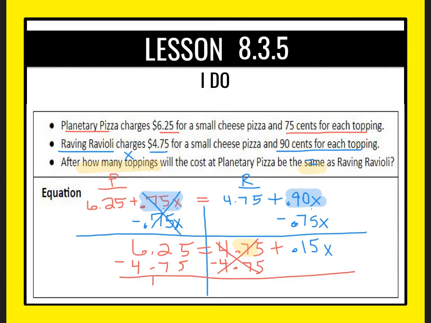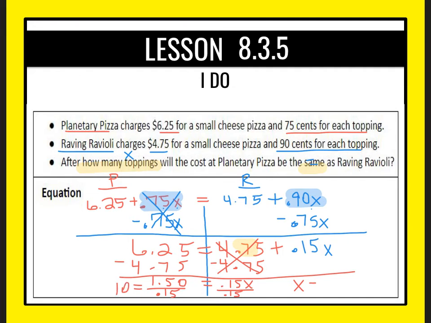When I use my calculator, I can see that I end up with $1.50 equals 0.15x. So how do I undo multiplication, right? I want x by itself, so I am going to divide by 0.15 on both sides. And when I enter 1.50 divided by 15 cents, I am going to get x is equal to 10.